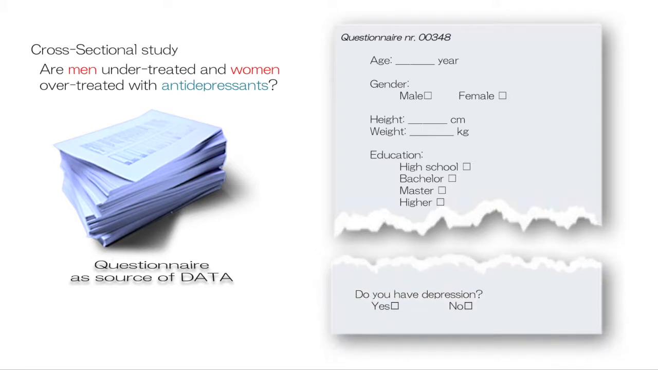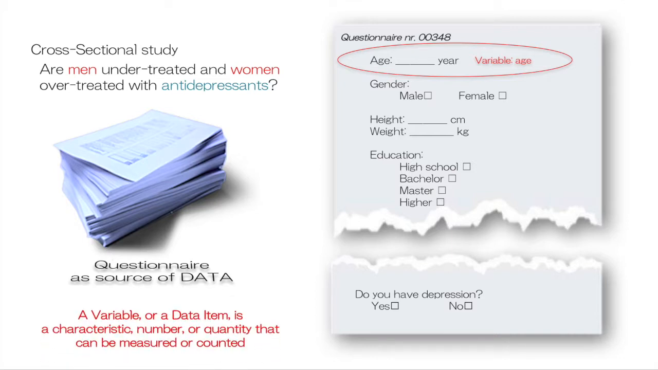Let's say the questionnaire started with general questions for gathering data such as age, gender, height, weight, and the level of education. And in some parts, more specific questions, probably such as, do you have depression, with the possible answer yes or no. Each of these questions represents at least one data item or variable. We can define a variable as a characteristic, number, or quantity that can be measured or counted.